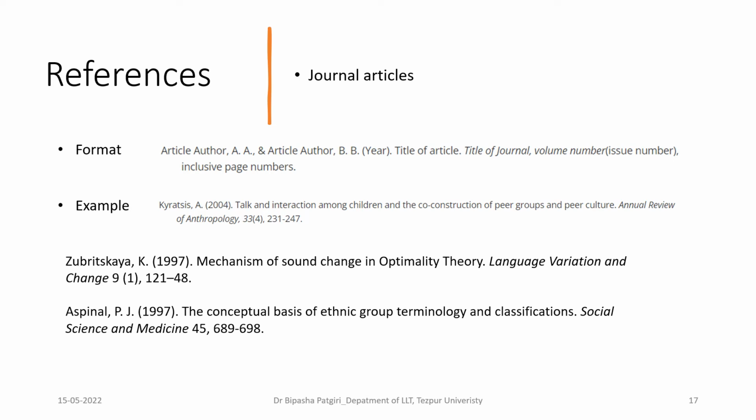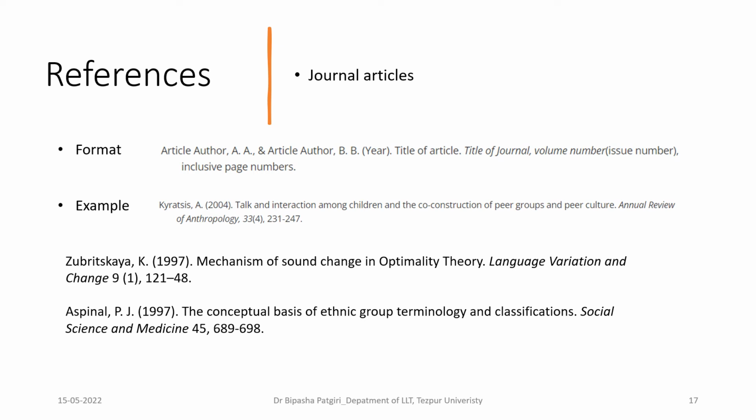In some cases you may not have an issue number. That is not important. If it is not there, then don't try to get it. For example, in the second entry you can see the volume number is there, 45, but there is no issue number. Issue number is something like episodes within a TV show or a web series. You can see season 1, season 2. So all those seasons can be analogous to the volume number, and the episode numbers are like the issue number.